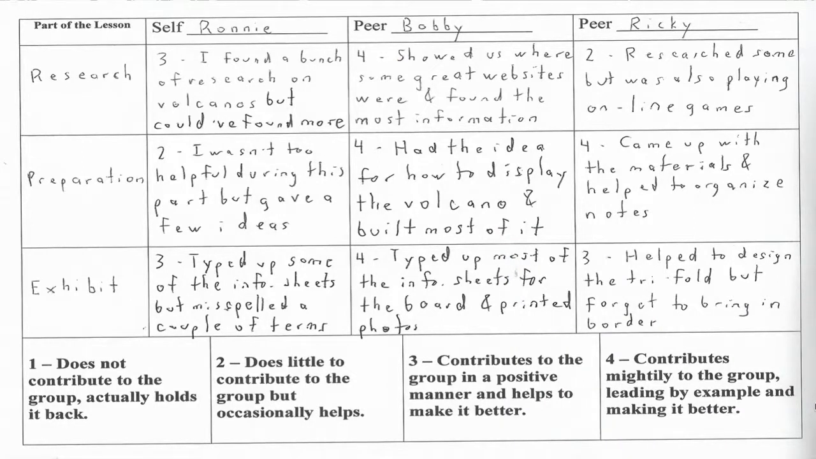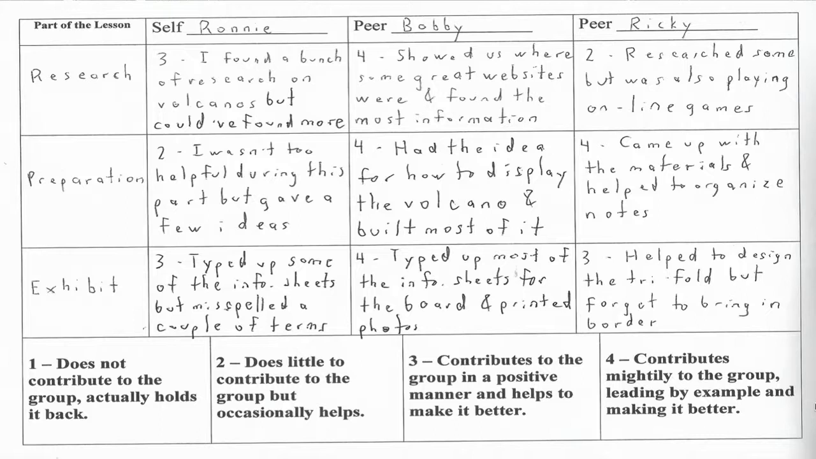So this is a self and a peer evaluation. The students were given this blank rubric, with what a 1, 2, 3, and a 4 meant. So a 3 means they contribute to the group in a positive manner, and help to make it better. But if they want a 4, they're contributing mightily to the group, leading by example and making it better. And so students would have to determine on this particular day, do I give students a 1, 2, 3, or 4? And it's broken up into different parts of the lesson. So they have a research aspect, a preparation aspect, and the exhibit.